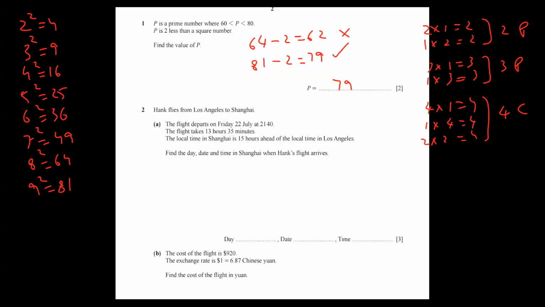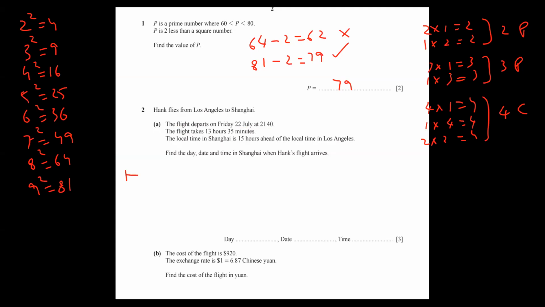According to the question, a man flies from Los Angeles to Shanghai. The flight departs on Friday, 22 July, at this time, and the time of the flight is this many hours and minutes. The local time in Shanghai is 15 hours ahead. We'll talk about this later.